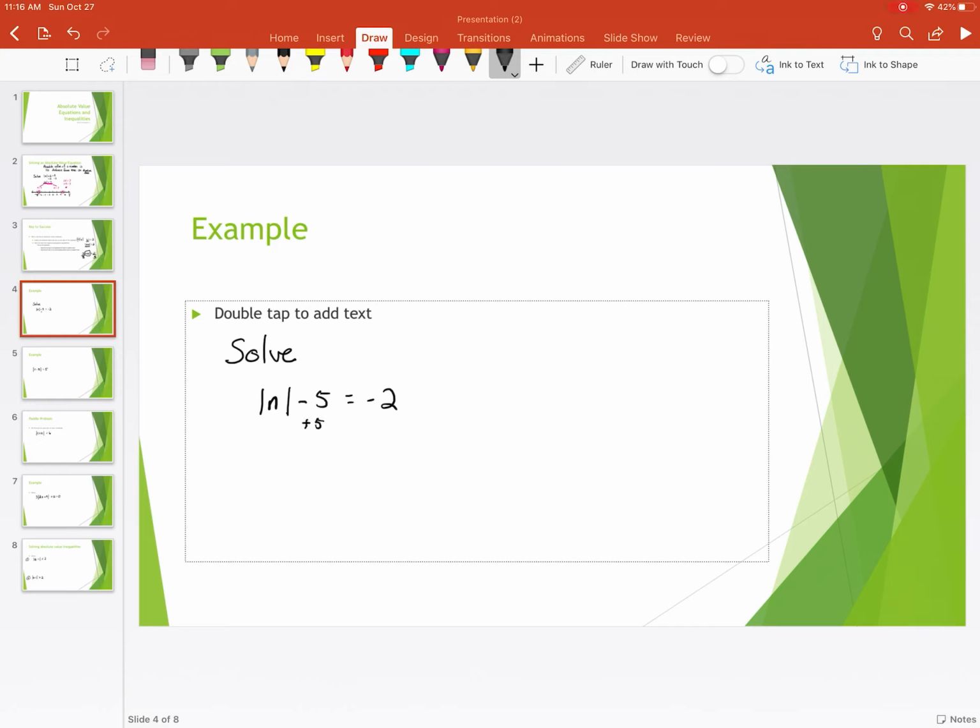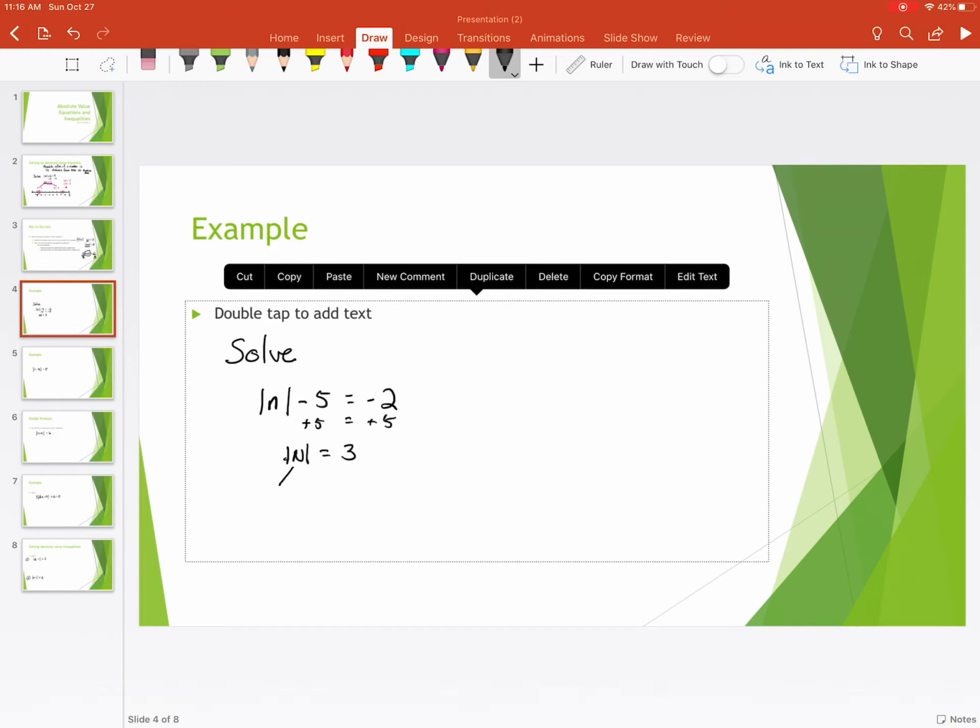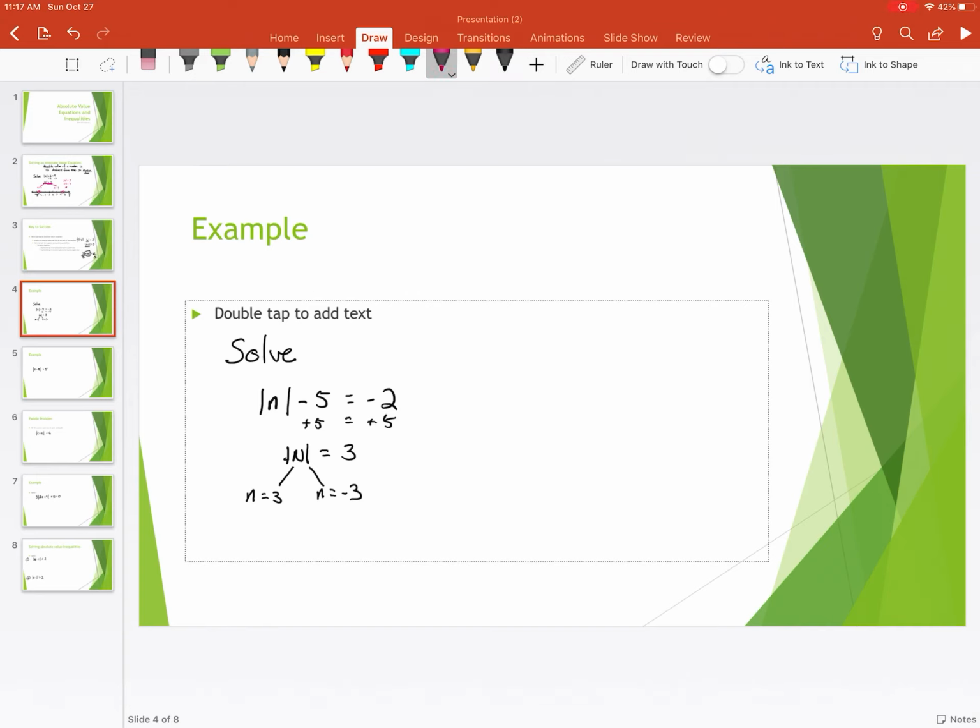Let's solve this guy. Well, we don't have an isolated absolute value, so first things first, let's add positive 5 to both sides, and I get absolute value of n equals 3. All right, I'm going to drop my absolute value bars and set n equal to 3 over here, and n equal to negative 3 over here. And we know that's true, right? Let's find out. Let's check.